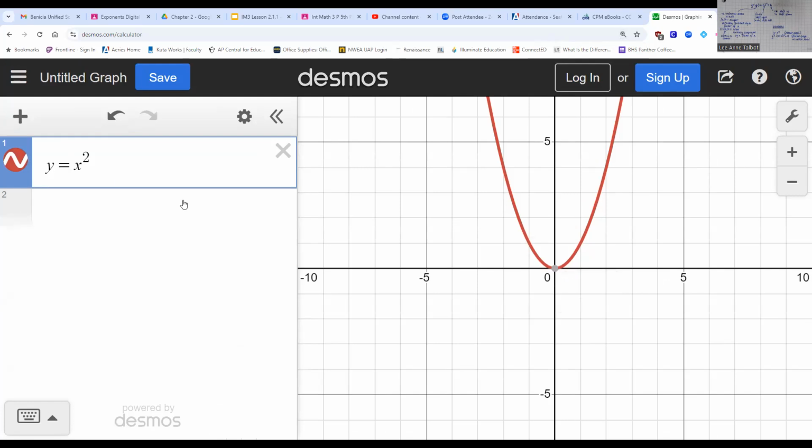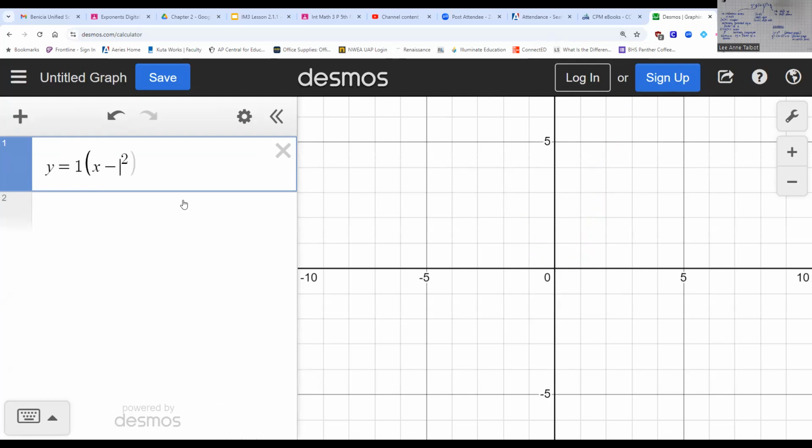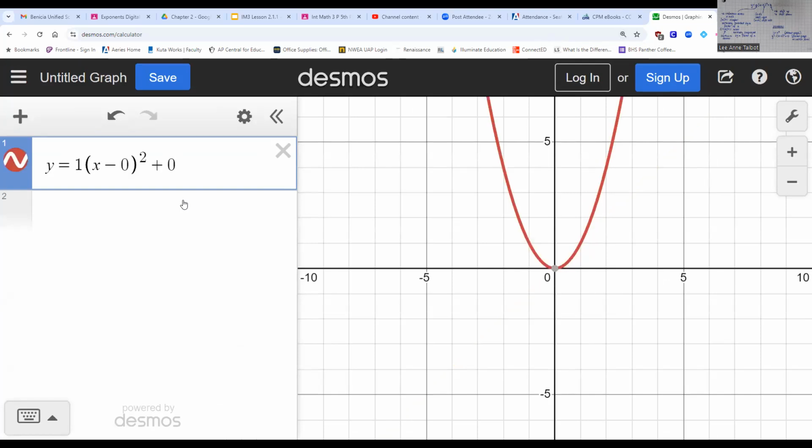Okay, now what I'm going to do is make that parent graph into vertex form. Did I change the graph at all? No. Okay, so I really need you to trust me there that I didn't do anything to change it. Okay, but now I am going to change it.